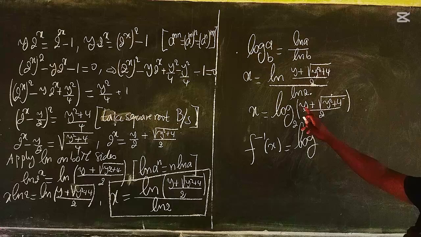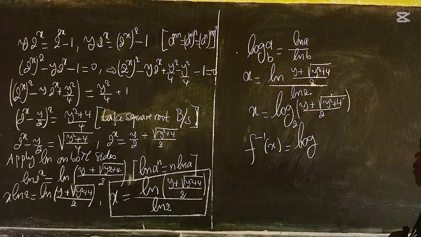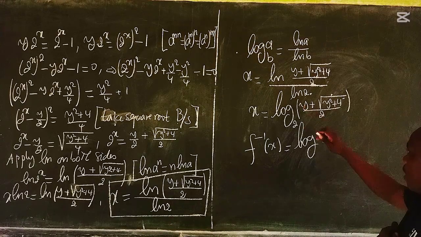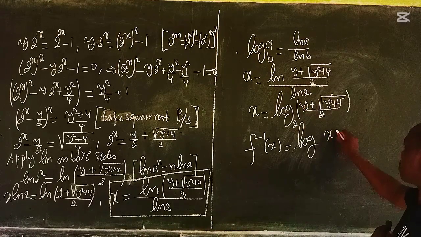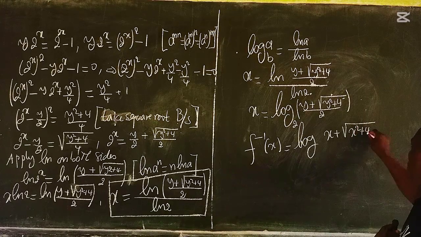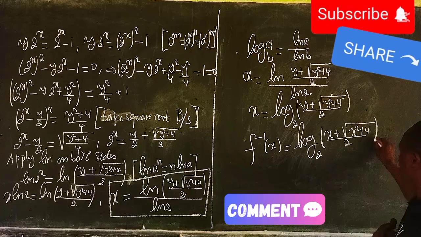This means our inverse function f inverse of x will be, we swap y and x, so y will be replaced by x. Here it will be log of x plus the square root of x squared plus 4 over 2 in base 2.